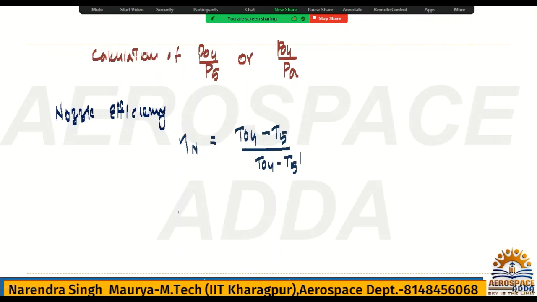So what will be T naught 4 minus T5? T naught 4 minus T5 will be eta nozzle times T naught 4 minus T5 dash. Okay. Now here anyhow we need to convert this because we want pressure, P naught 4 by P5. So anyhow we need to convert this temperature into pressure, so we need to apply the isentropic relation. How can we apply the isentropic relation? It's very simple. The isentropic relation you can apply if you get this temperature in ratio. How to get this temperature in ratio?